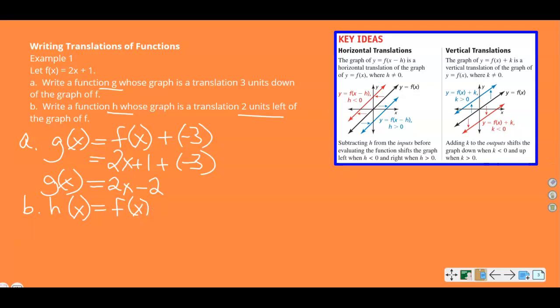And this time, since it's horizontal, it means our value is going to be inside our parentheses. So we're going to have f of x minus, and then 2 units to the left. To the left is negative 2. All right, so that's the same thing as f of x. Negative 2 is x plus 2.